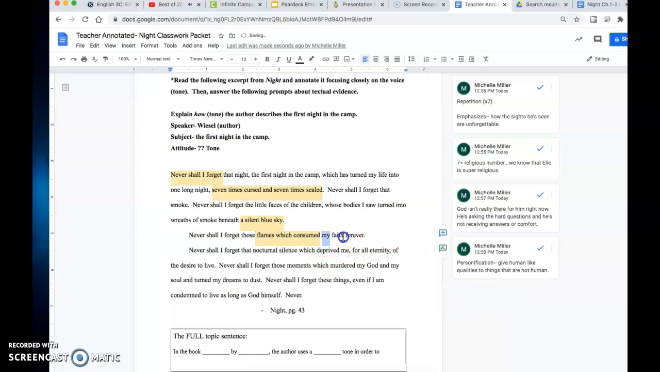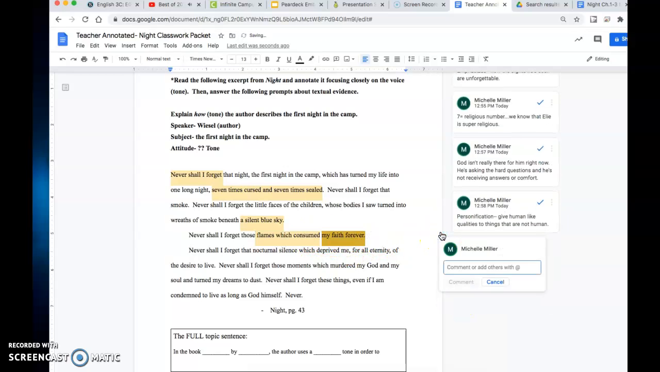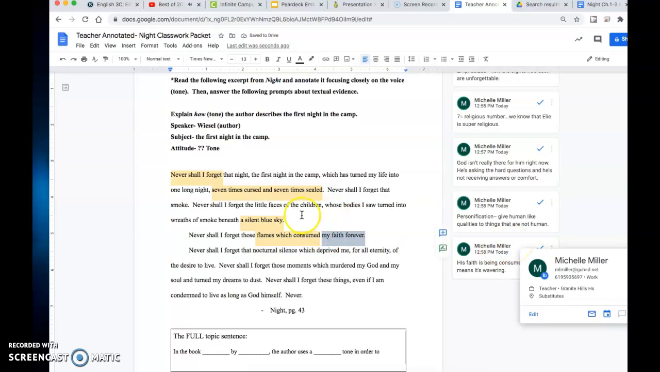The next thing that I would write is his faith is being consumed, which means it's kind of wavering. Right, he's kind of on the fence right now about how he feels about his religion and about his God. And remember, this has only been one night.